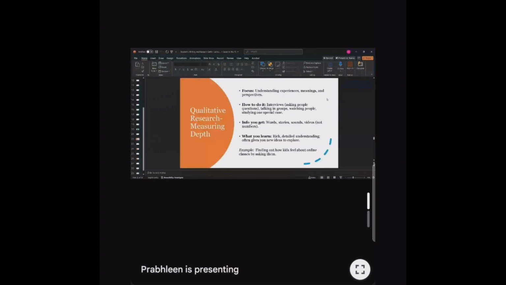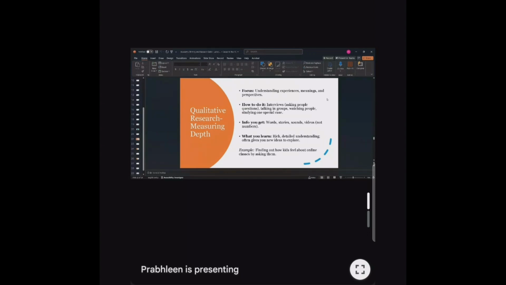So when you look at it in detail, in qualitative research, we basically measure the depth of an individual's experience, their perspective, or whatever happened to them. We do it through different sources. We conduct interviews, we talk in groups, we observe people, or we study a single special case in depth. And we get the information in the form of stories, words, videos, writing, but not in numbers. So there are no numbers in this. And after doing this research, we basically get a detailed understanding of what is happening.